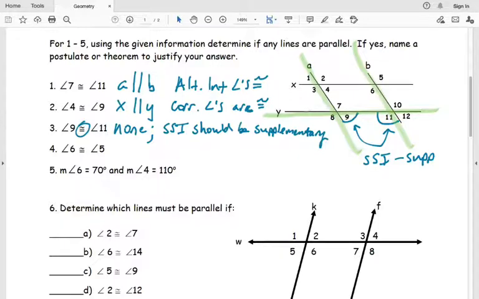Okay, next, let me erase all of this. Sorry, I'm probably wasting your time with the erasing.